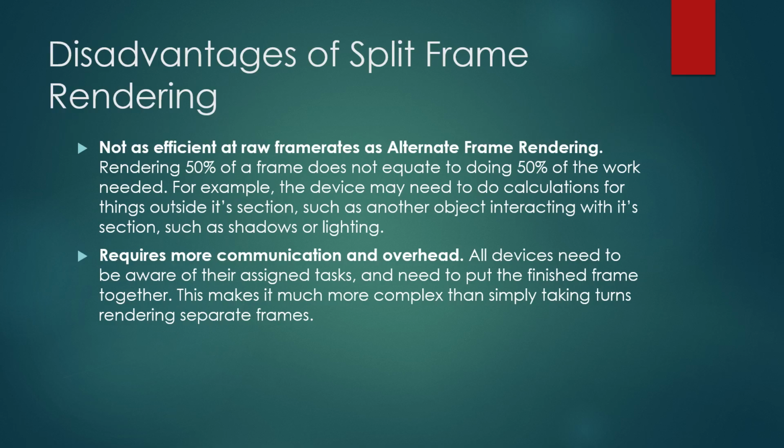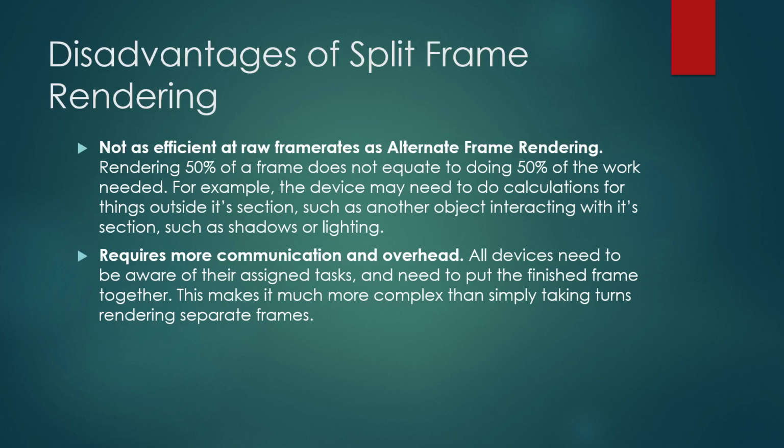Rendering 50% of a frame does not equate to doing 50% of the work that's needed. And the best way to explain this is the device may need to do calculations for things that aren't within its section of the screen. For example, if you have a tree that casts a shadow onto your screen, you might need to do some calculations associated with that tree, even though it's not something you're directly rendering. And so you might have each card doing 60% of the work as compared to if they did it alone. So it's not 100% efficient, but it's still better. And then another problem with it is it requires more communication and overhead.